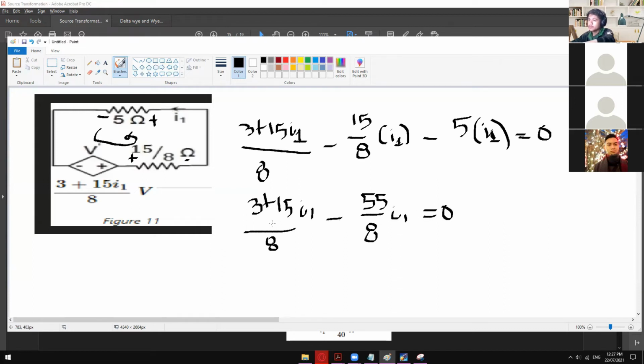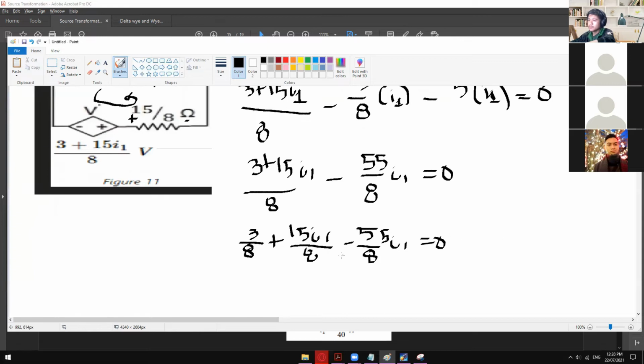Okay, and then from here we can separate this one into 2 since they have the same denominator. 3 divided by 8 plus 15 I sub 1 divided by 8 minus 55 divided by 8 I sub 1 is equal to 0. And then from here, pwede na natin silang i-add lahat since they have the same denominators. Or just simply multiply everything to 8. Okay, so multiply everything to 8 para lang mapakita. And then everything will be cancelled. Okay, and then we now have here 3 plus 15 I sub 1 minus 55 I sub 1 is equal to 0.